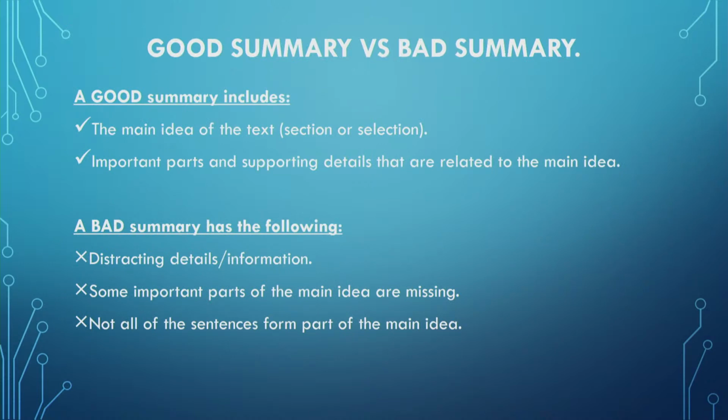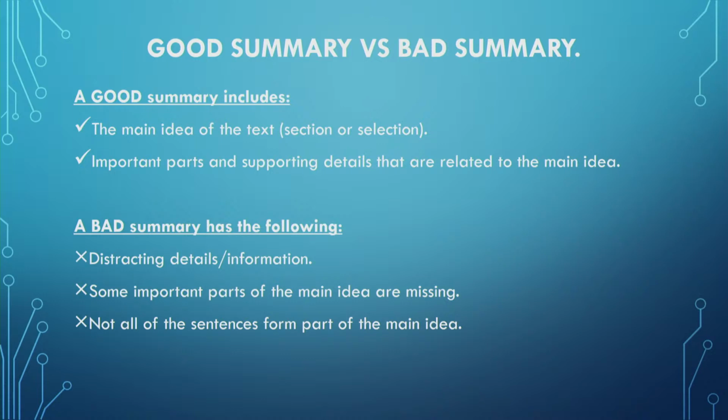The difference between a good summary and a bad summary. What does a good summary include? A good summary includes the main idea of the text, which can be a section or a selection, and then also includes important parts and supporting details that are related to the main idea. Now, a bad summary has the following: distracting details or information.